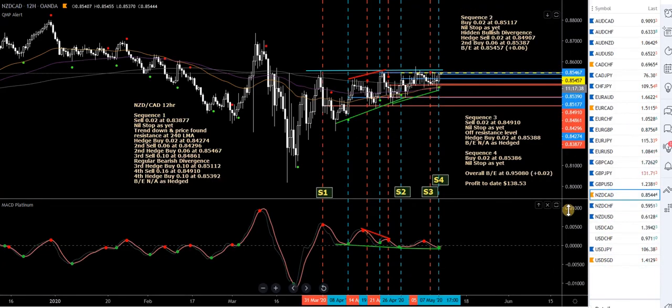We'll work my way up. New Zealand CAD. Again, a little bit messy, this chart. It's getting a bit tight, this pair. Since Corona, it's been a hard pair to trade, let's put it that way. So sequence 1's over here. It's running out of room. Sequence 1 started here. You got sequence 2, sequence 3, and sequence 4.